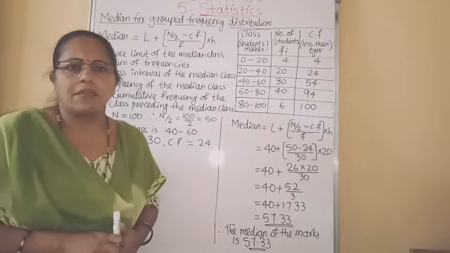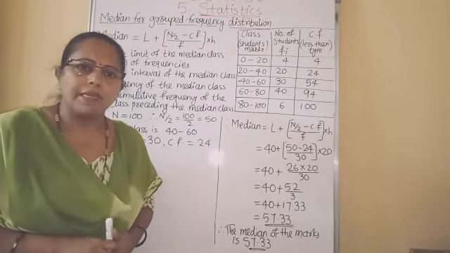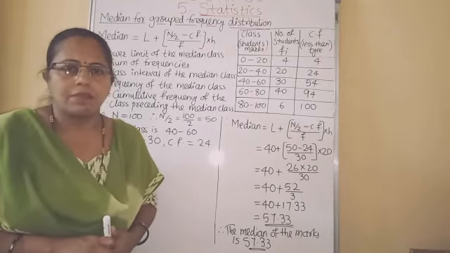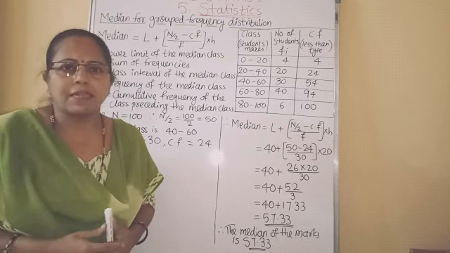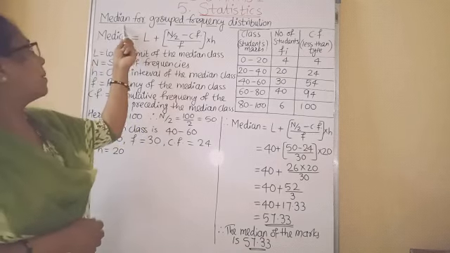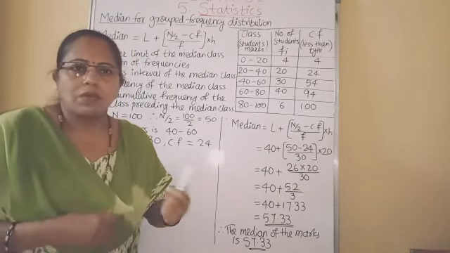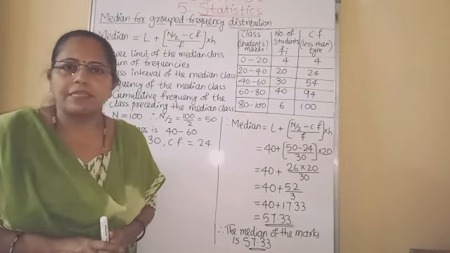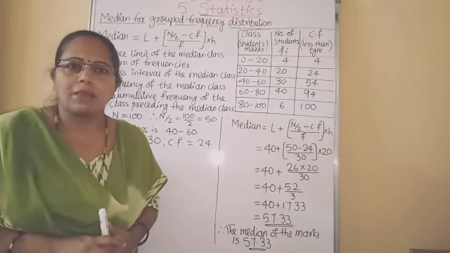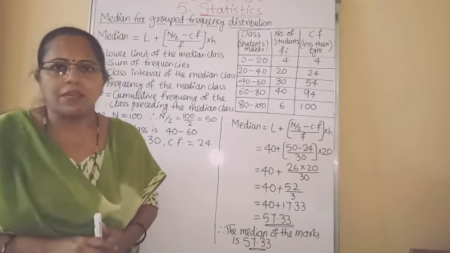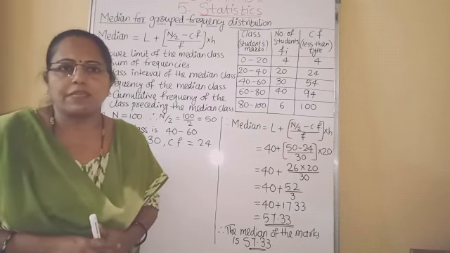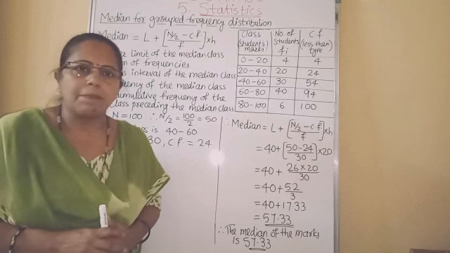In the previous lecture we studied how to calculate the mean by the direct method. Now we will see how to calculate the next measure of central tendency, that is the median. In the previous standard, the 9th standard, you studied how to calculate the median for an ungrouped frequency distribution, meaning if raw data is given, how to calculate the median.